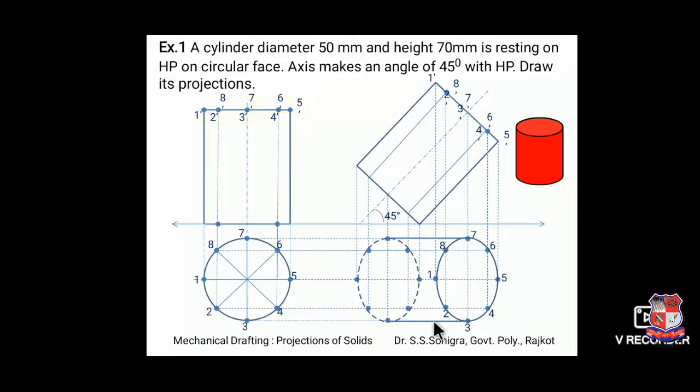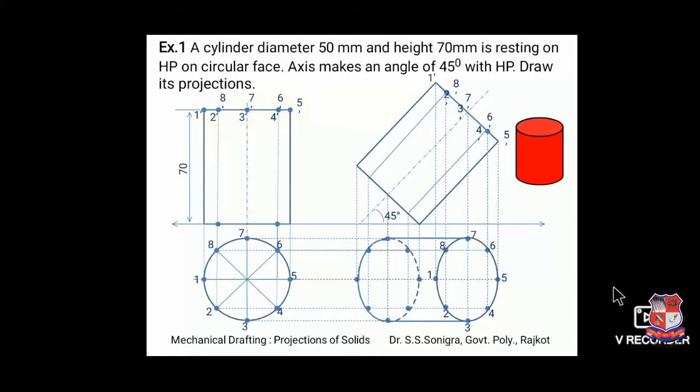drawn with a straight line like this, and outside line are never dotted line. So this is outside line, so that will never be dotted line. So join it with a full line, and this inner half semi ellipse will be seen as the dotted line.